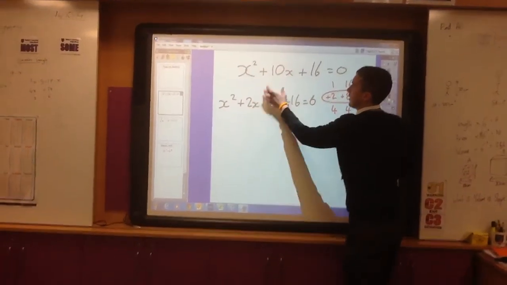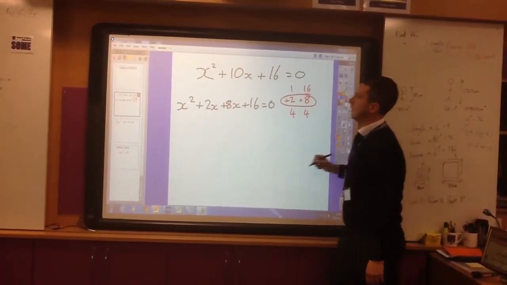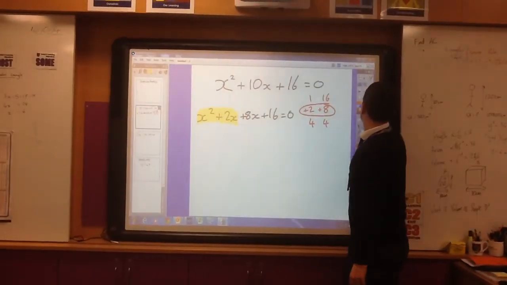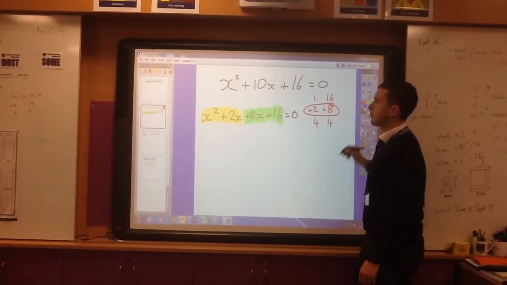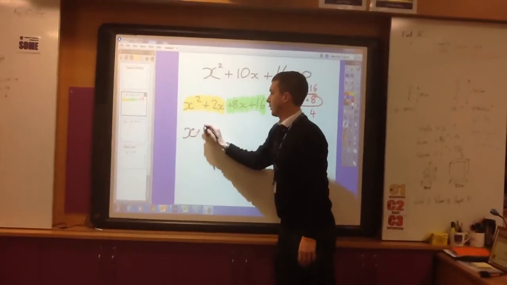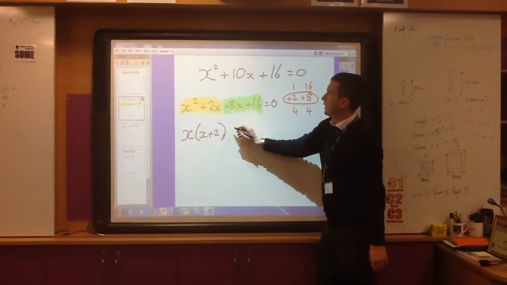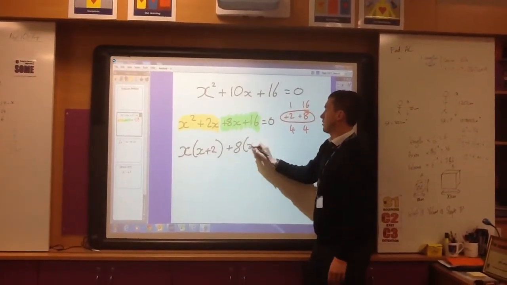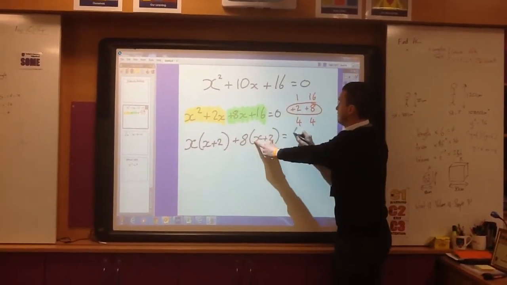So all we've done is break that down. And then we need to factorise the middle bits. So we've got the first section and the second section. And we need to factorise those 2 bits separately. So we can take out a factor of x in both of them. And that becomes x plus 2. And then in this one, we can take out a factor of 8. And that's left with x plus 2. We know we've done it right because those brackets are both the same.